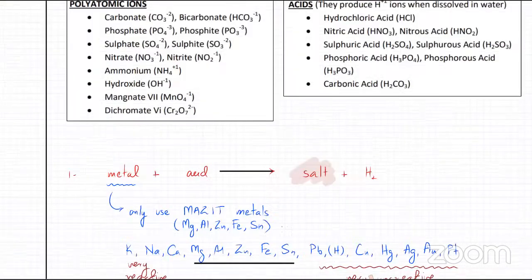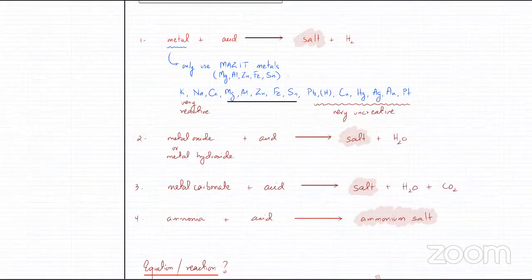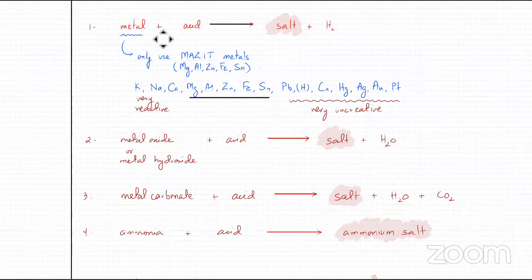We had learned about ions, and we had talked about four reactions in which salts could be prepared. One was the metal plus acid reaction, and only reactive metals could be used: magnesium, aluminum, zinc, iron, and tin. You had a metal oxide or metal hydroxide reaction with an acid to produce salt. You had a metal carbonate reaction with an acid to produce salt, and you had ammonia plus acid reaction to produce ammonium salt.